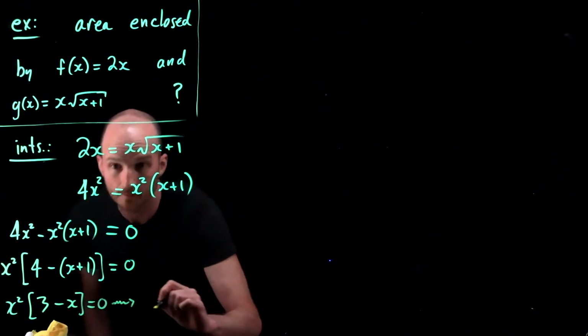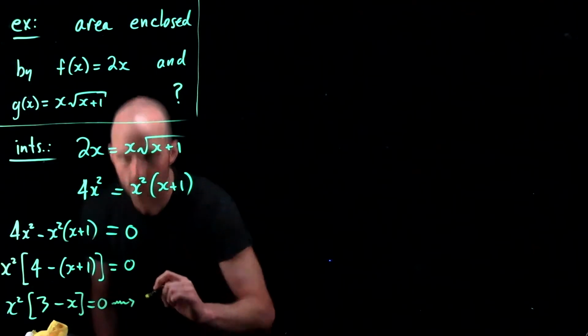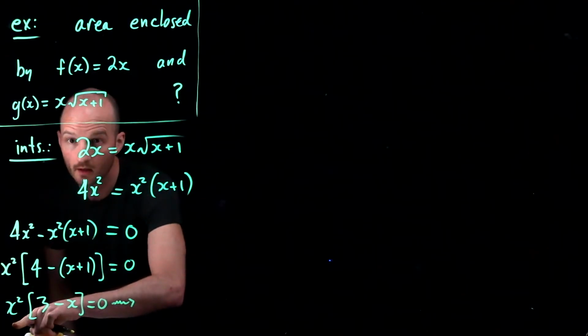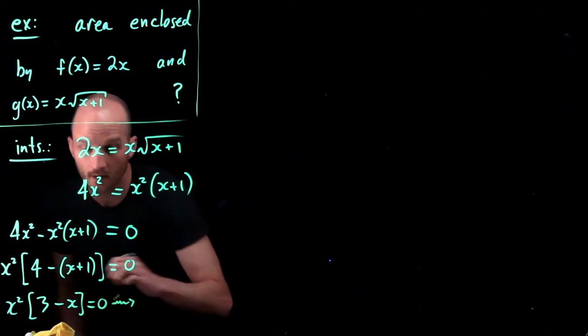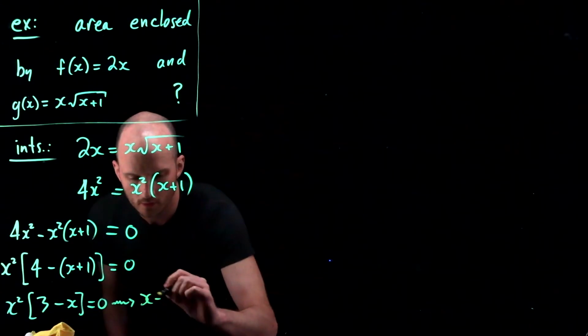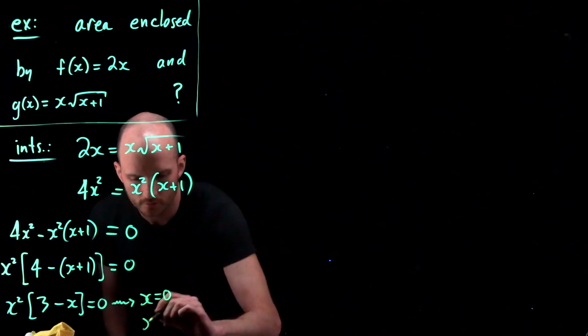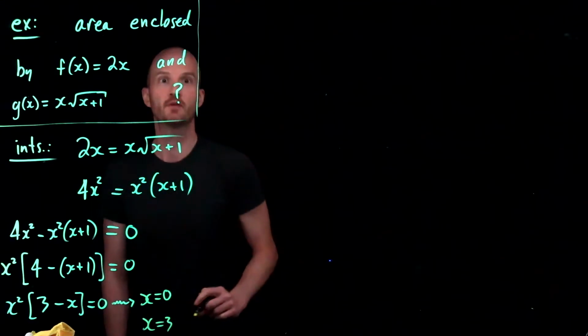And what does that give me? Two solutions. From here, I get x is equal to 0. And from here, I get x is equal to 3. So 0 and 3, those are my two solutions there.